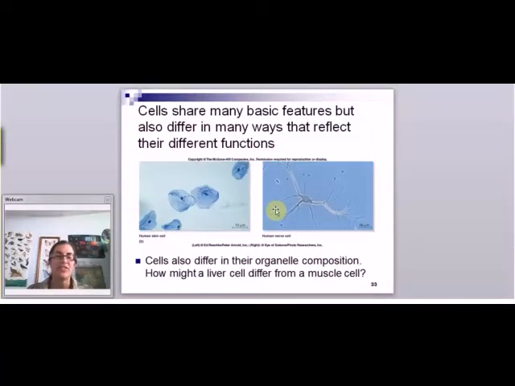As I said at the beginning of this chapter, we really focus on what cells have in common as a way to understand them and to study their organelles and study basic cell structures. But in reality, cells vary widely depending on what function and role they play in an organism.